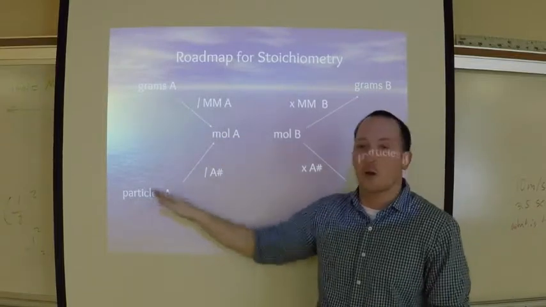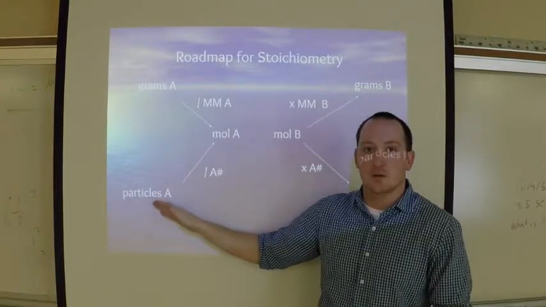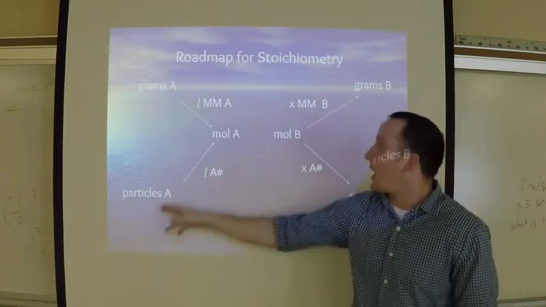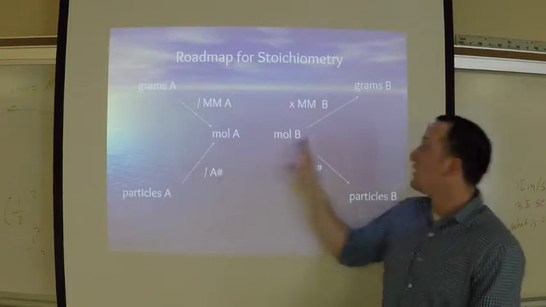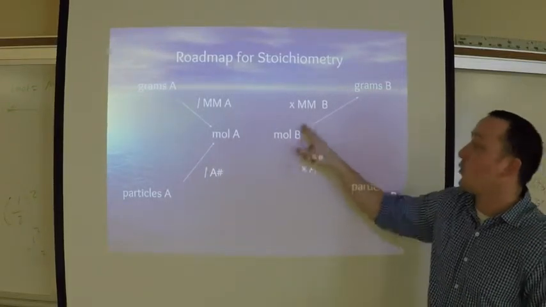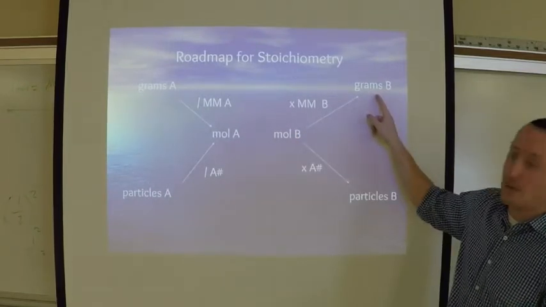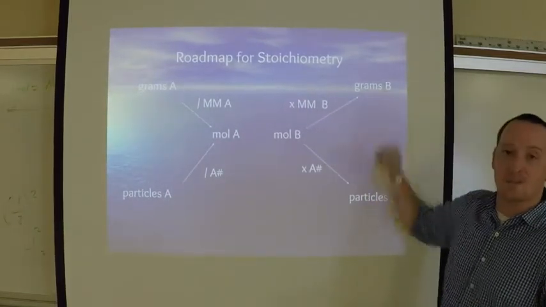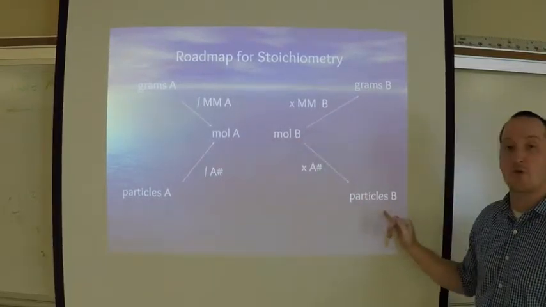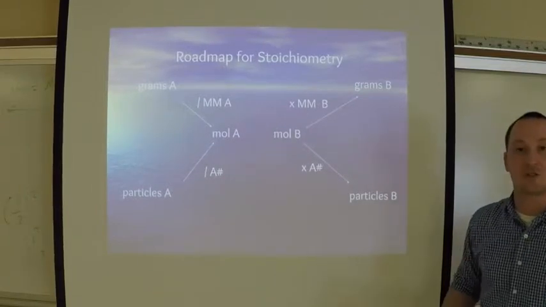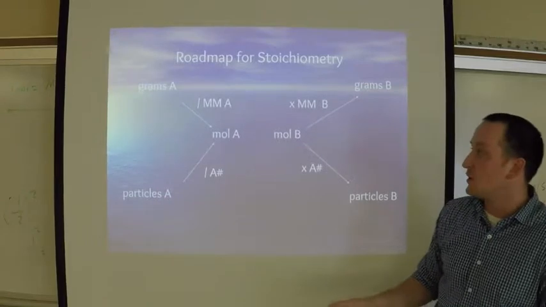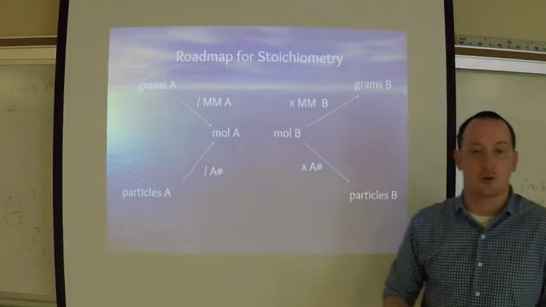Or if I have particles of a substance, okay, and I divide by Avogadro's number, 6.02 times 10 to the 23rd, I will get to moles of that substance. Same thing for a different substance, substance B, okay? If I know moles of B and I want to find grams of B, well, I'm going to multiply by the molar mass of B. That will get me to grams. If I have moles of B and I want to get to particles of B, I'm going to multiply by Avogadro's number, 6.02 times 10 to the 23rd. So this is a mole map. I want you to write this down on your notes. So just complete this, fill this in on your notes page.